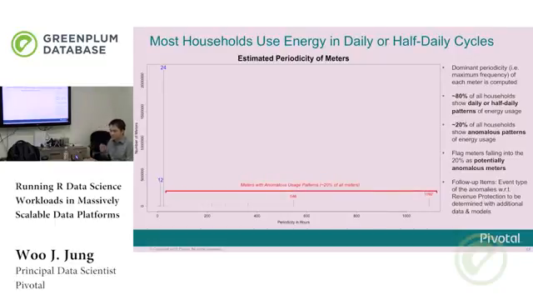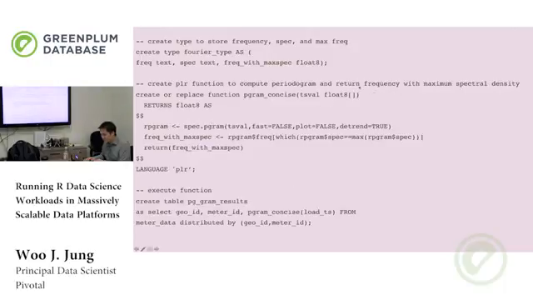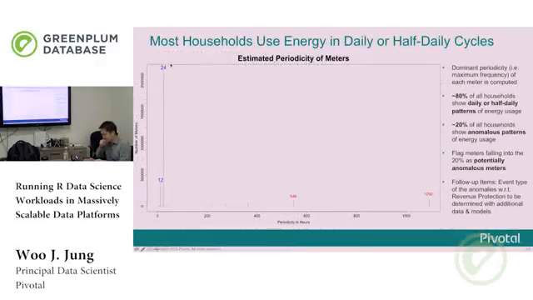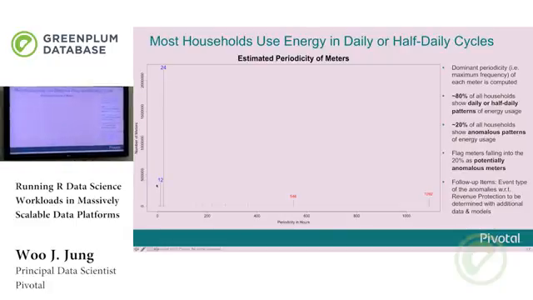I won't go into too many details, but we found that most households use energy in daily or half daily cycles. And so if we go back to this PLR function, this frequency with maximum spectral density that we spoke of here, that's the thing that's being returned by the function. We plotted all those values on this graph here, and you can think of this one as a histogram. And so we're seeing that most households have a 24-hour cycle of energy usage, and households that don't see a 24-hour cycle see a half daily cycle usage of energy.